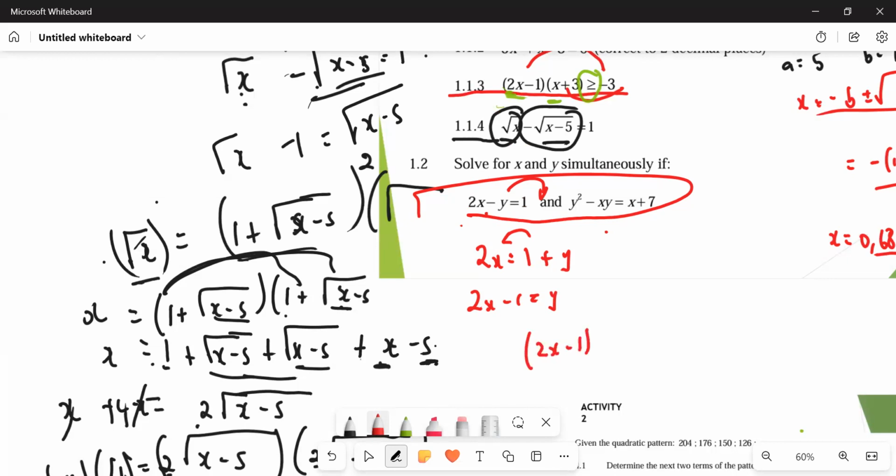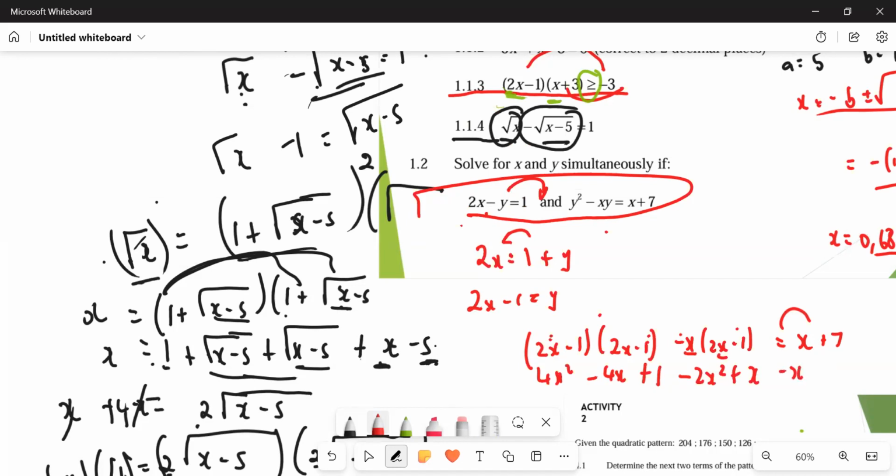And then you are going to have something like this. It's 2x minus 1 all squared. It means to repeat it 2 times again. So it says 2x minus 1 minus x multiplied by 2x minus 1, which is going to be equal to x plus 7. This one multiplied by this one, it gives us 4x squared. This one multiplied by this one, it gives us minus 4x. This one multiplied by this one, plus 1. This one and this one, minus 2x squared. This one and this one, plus x. Take this one to the other side, minus x. Minus 7 is equal to 0.